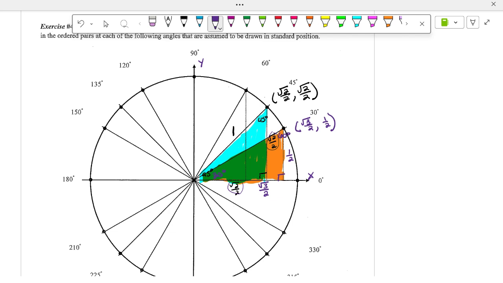Okay? So, this is horizontal, which we know the short leg to be 1/2. Long leg is square root 3 over 2. So, what would my point be for at 60 degrees? 1/2, because that's my horizontal, and square root 3 over 2.